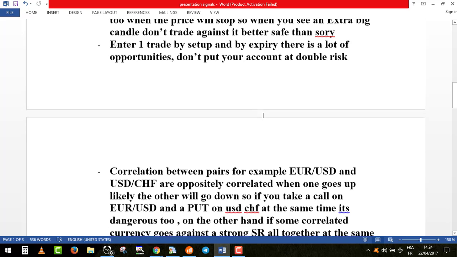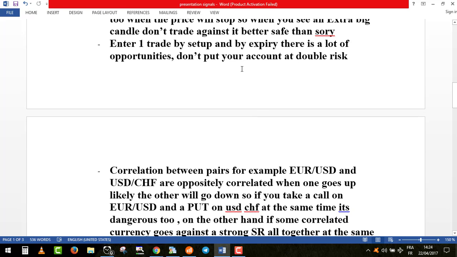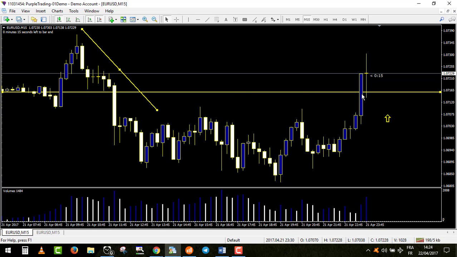Enter one trade by setup and by expiry. I mean, when I give you this signal for Euro USD, you will take only one trade and for one expiration. If you take two trades, one for 5 minutes, one for 15 minutes, it can be good, but if the price goes against you, you will lose two trades. So most of the time, me and other signal providers, we will confirm you the expiration time, even if in the signal there are two expiration times, which can be good. We will confirm one expiration time, and I counsel you to follow the expiration times that we take.